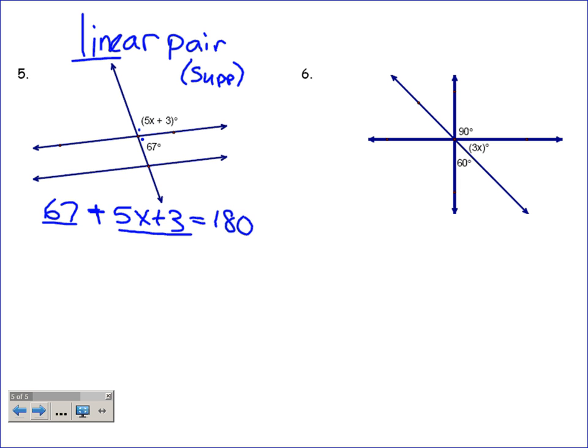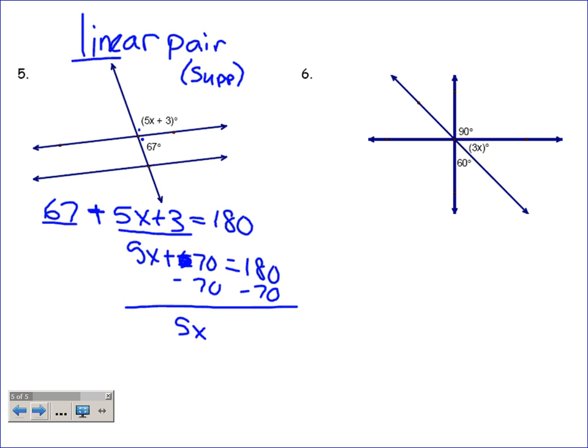Okay? Let's see. This would be 5x plus 70 equals 180. What do I do next, everybody? Subtract 70 from both sides. 5x equals 110. Then what? Divide both sides by 5. x equals 22.